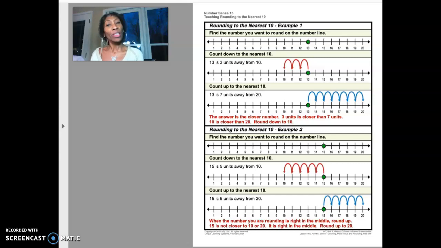Hi friends, this is activity 3 for math. Your learning goal is rounding to the nearest 10.